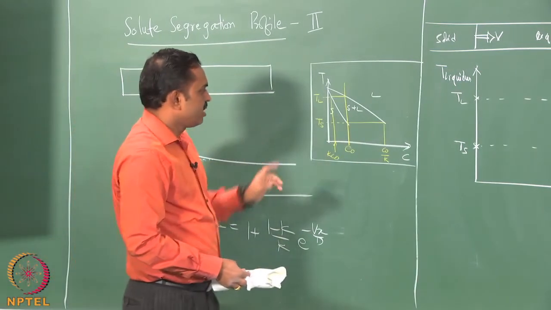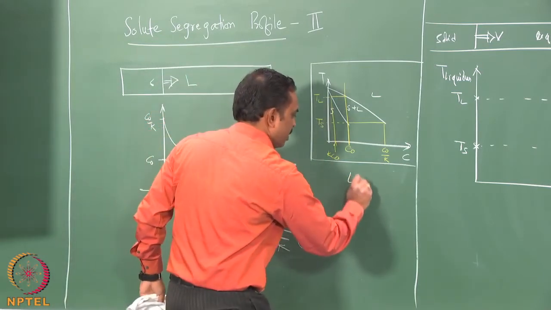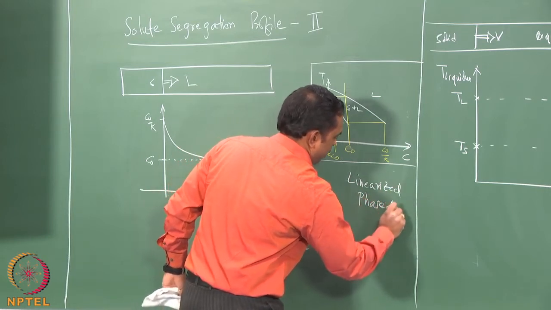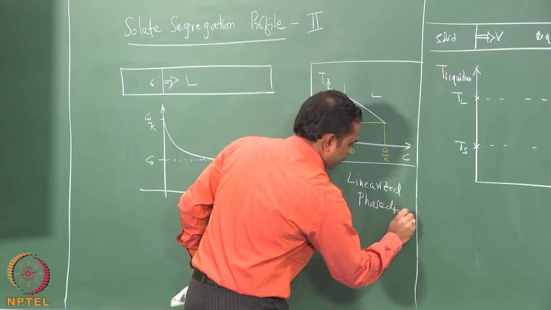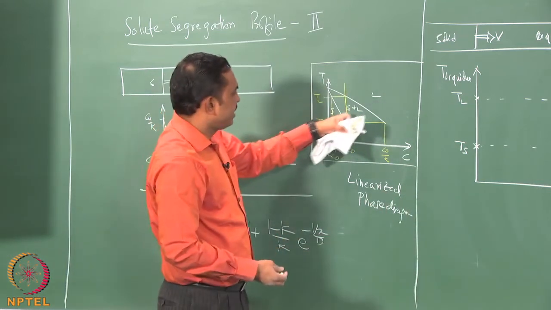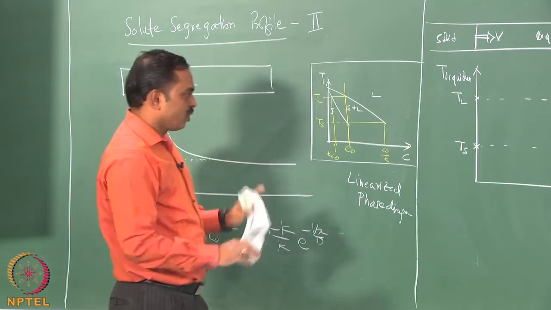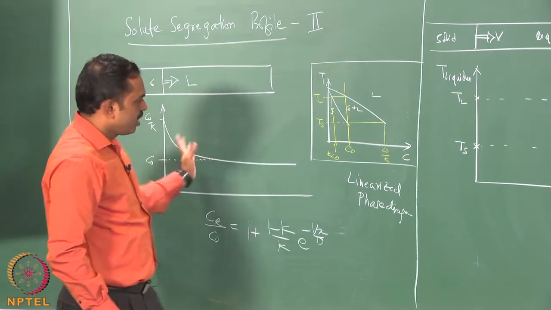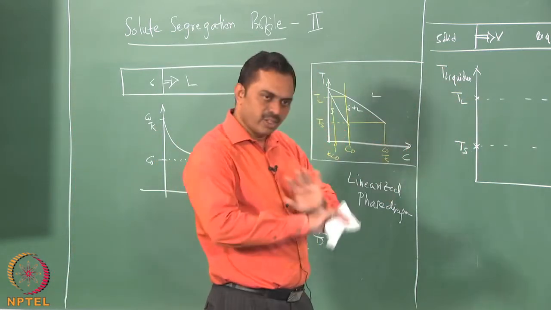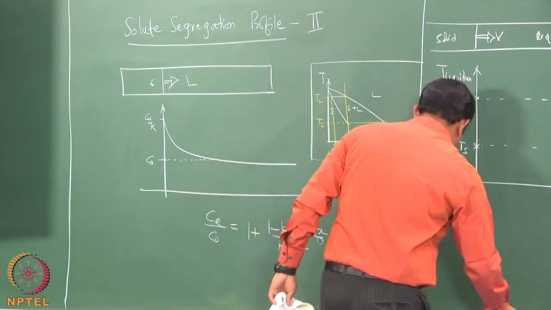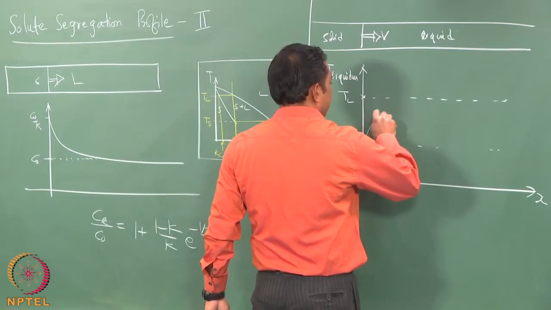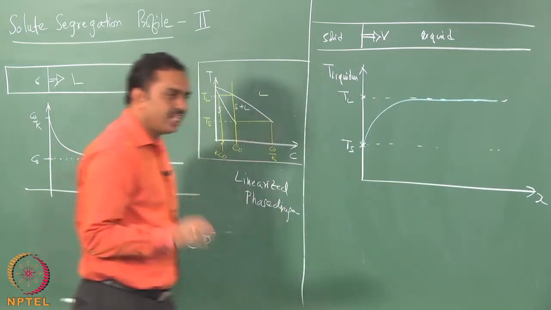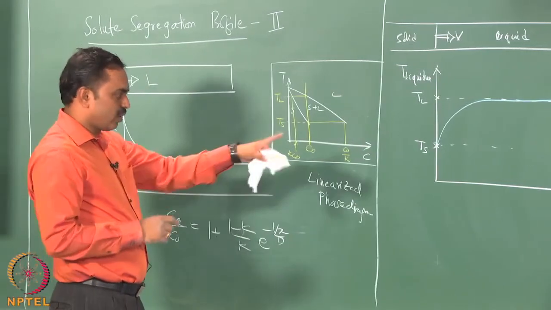If you make an assumption of a linearized phase diagram, it just means that the liquidus and the solidus lines are straight lines. If you assume that these lines are straight, then this compositional profile, which is exponential, will be mapped onto the liquidus profile as also exponential. So, the liquidus profile is going to look like that. This is how the temperature at which the liquid would start solidifying would look.